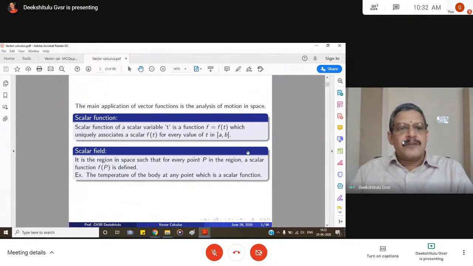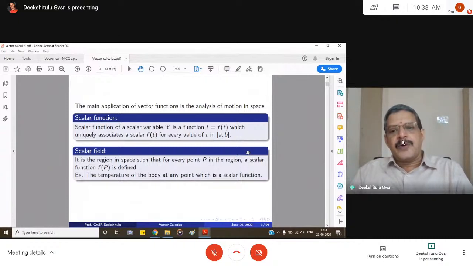So there are two basic important things we have to understand very clearly here. We use these two terms very frequently. One is scalar function and scalar field. The other is vector function and vector field. Let us see what we mean by scalar function and vector function. A scalar function of a scalar variable t is a function f(t) which uniquely associates a scalar f(t) for every value of t in a given interval [a, b].